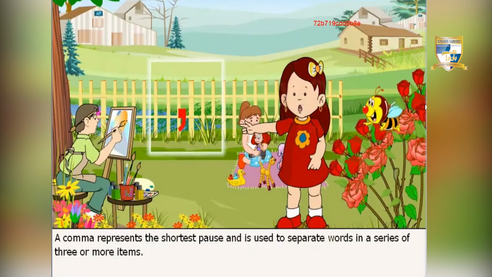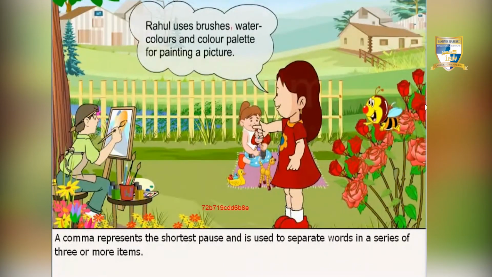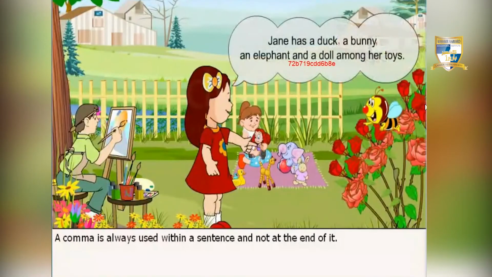Why do we use a comma? Well, a comma represents the shortest pause and is used to separate words in a series of 3 or more items. For example, Rahul uses brushes, watercolors, and color palette for painting a picture. Here comma has been placed after brushes to separate the list of items used by Rahul for painting a picture. A comma is always used within a sentence and not at the end of it.